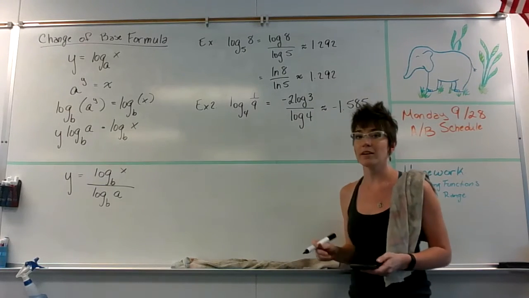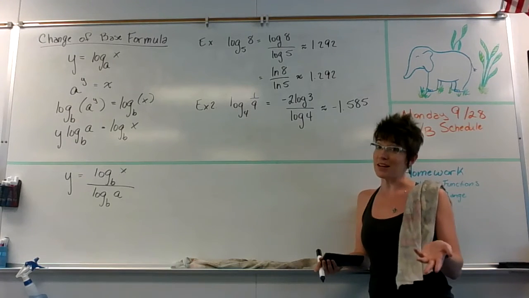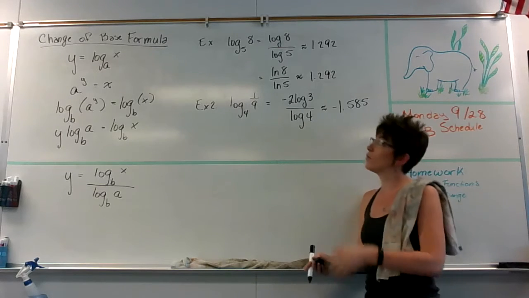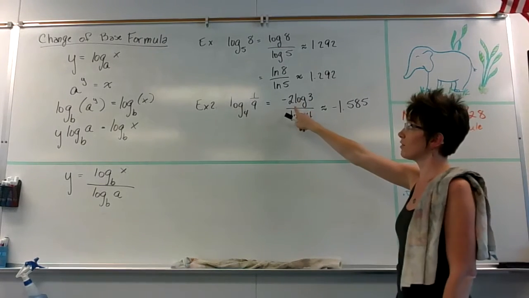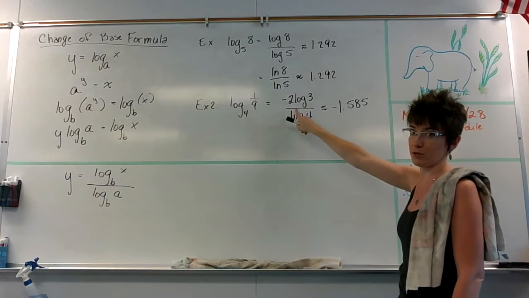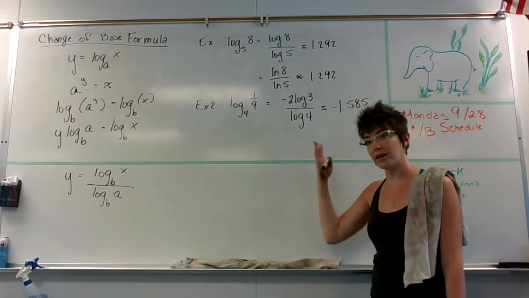Okay, so I get an answer of negative 1.585. And this should be the same answer that you got. But did we do it the exact same way? When you entered your logarithm, did you take log of 1 over 9, or did you do like I did with the negative 2 log of 3? You probably did log of 1 over 9. So where did I get my negative 2 over 3?